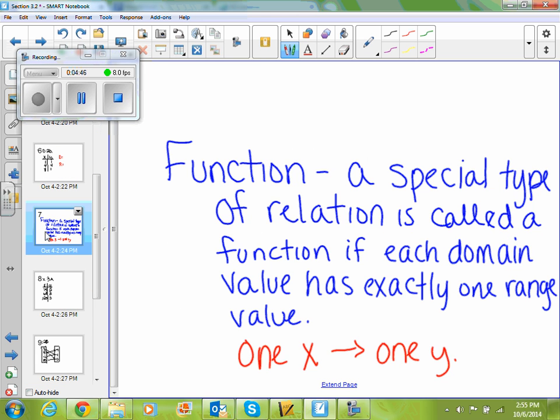The last thing that we're going to look at is a function, which is a special type of relation in which each domain value has exactly one range value, okay? So we sometimes say it has one x for one y, or we can just shorten that to say it's a one-to-one function. Okay, so that's what that means when it's a function. It's having 1x equals 1y.